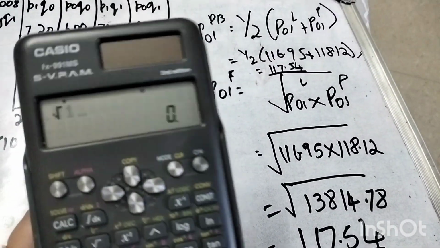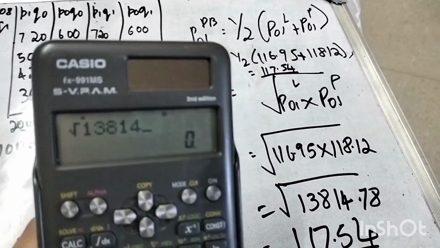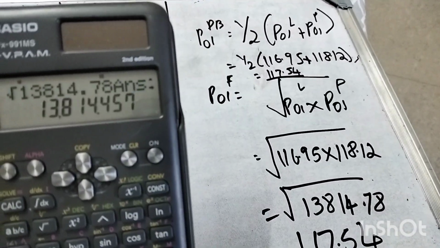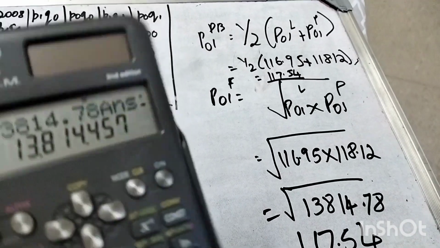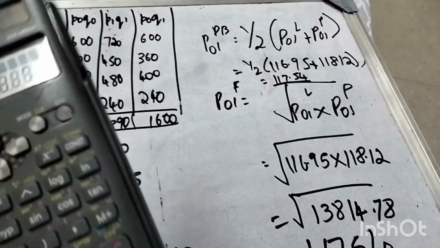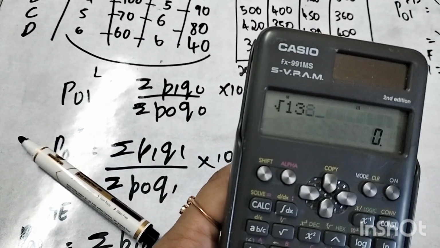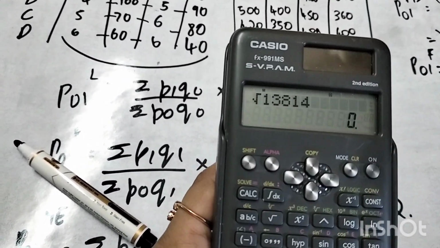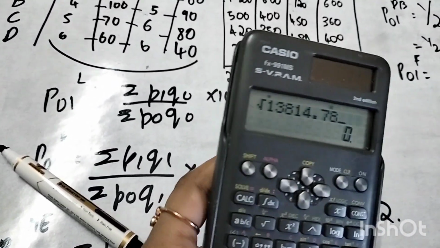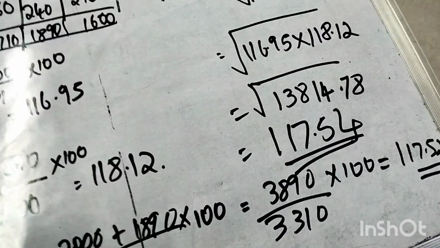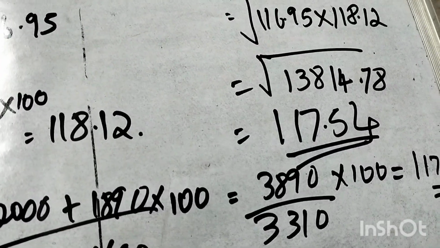Oh sheesh, okay, 1 minute. Square root of 13814.78. Okay. Oh sheesh, 1 minute. So square root of 13814.78 equals 117.53. 53 is nothing but 54.